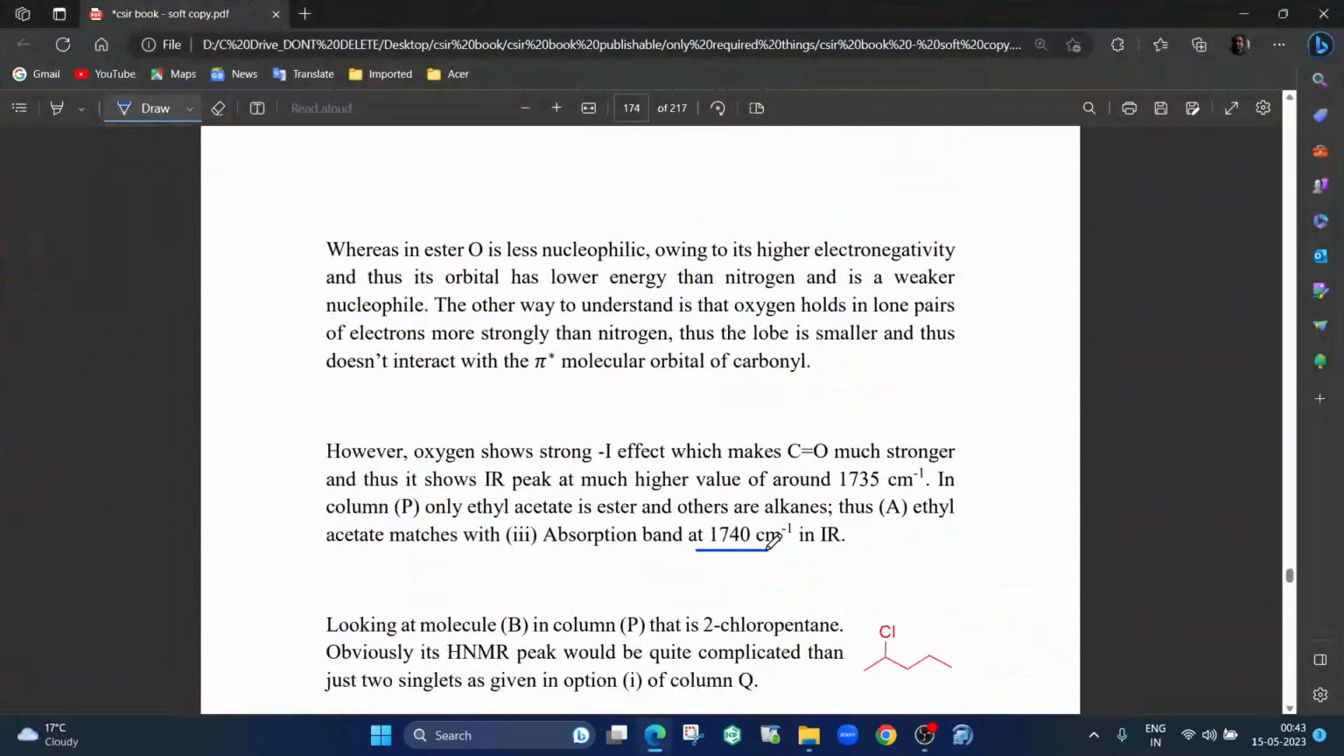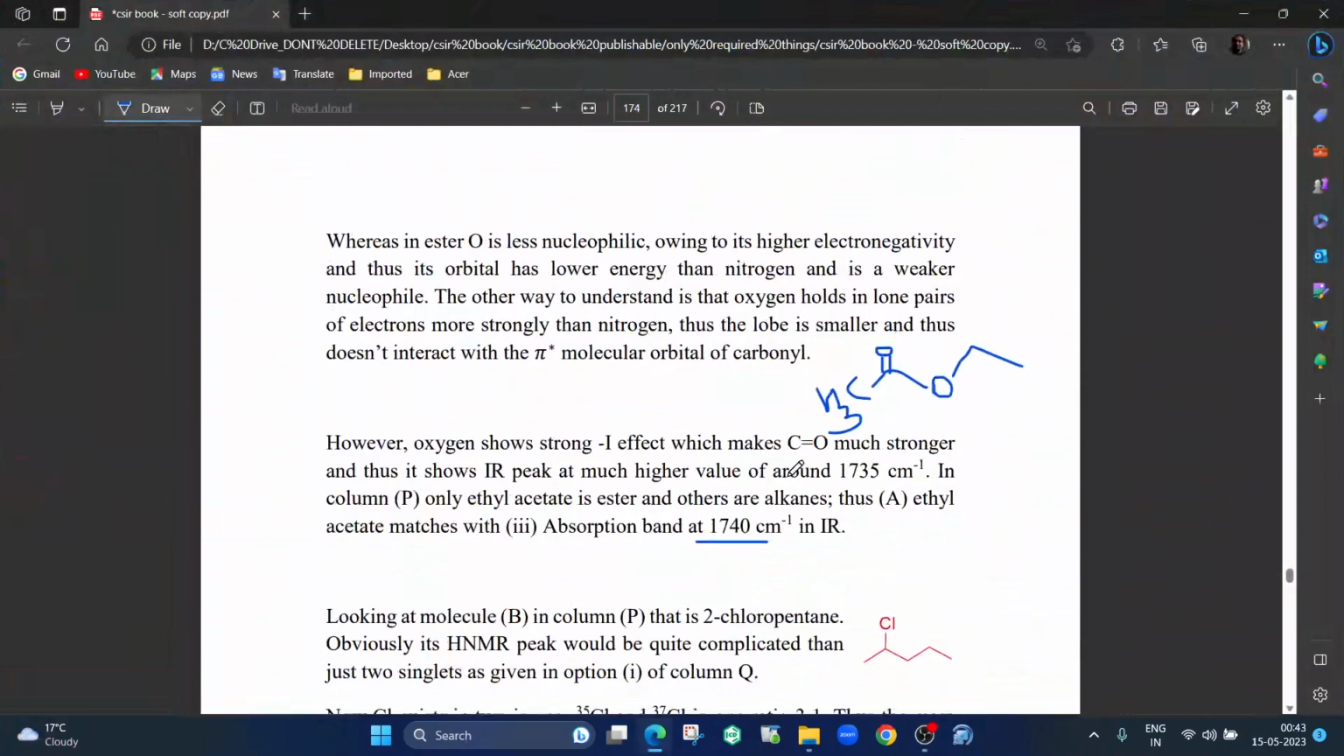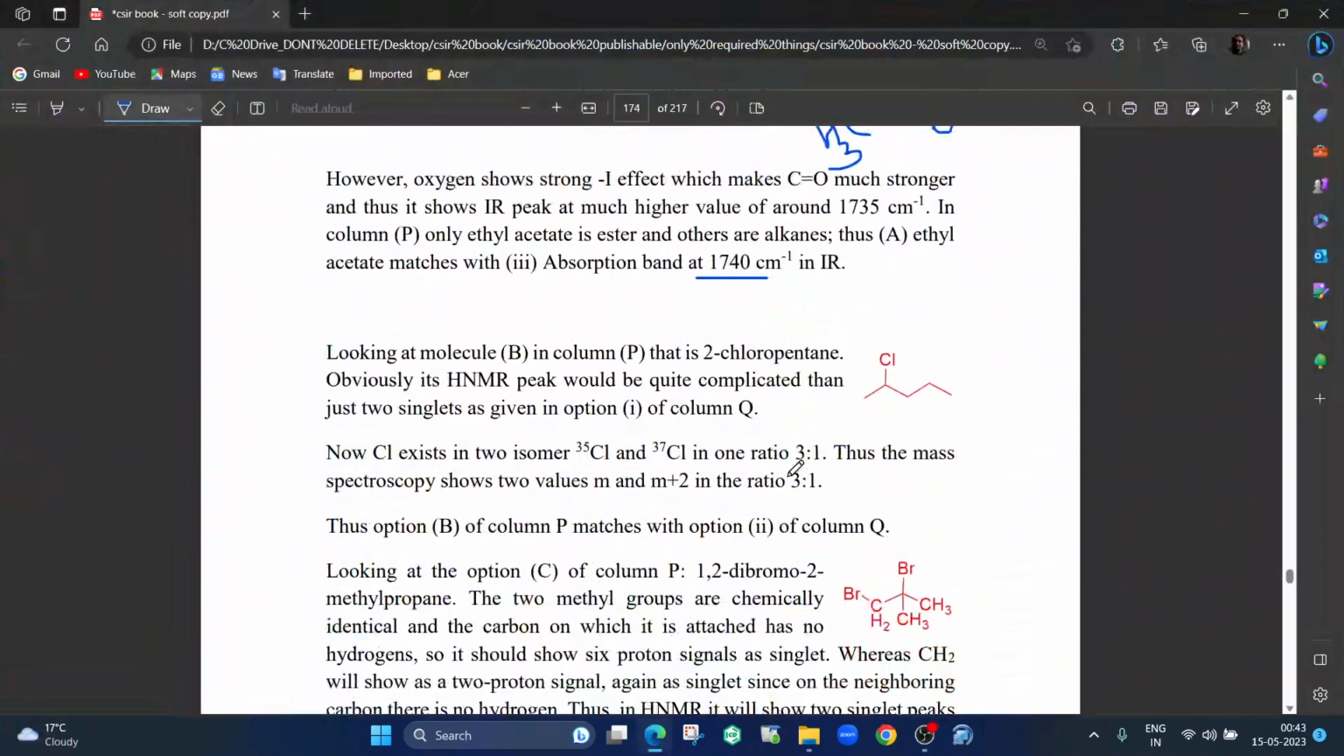So I hope everybody knows what is ethyl acetate. Whenever "aceta" is there, it means CH3 is there next to the functional group. So the ester is CH3, C double bond O. That's the acetate part. And then ethyl is your prefix, so it is the substituent on the oxygen. This is your ethyl ester that will come at 1740.